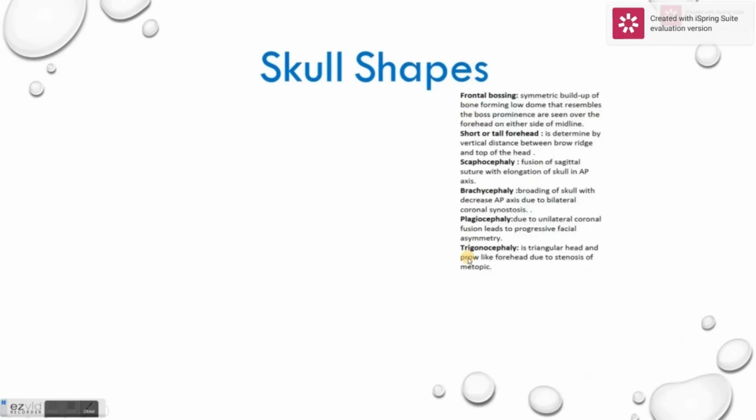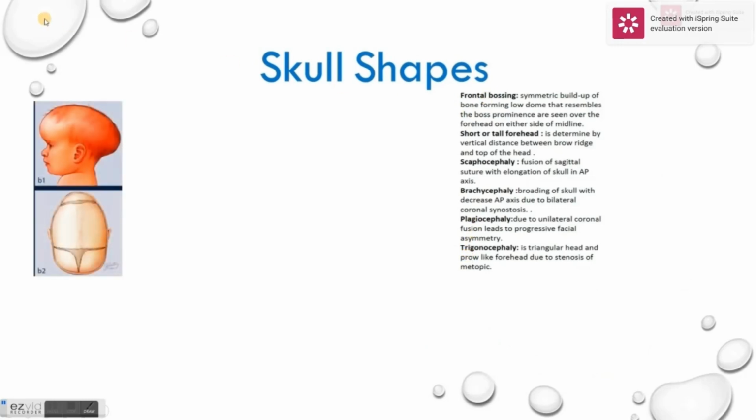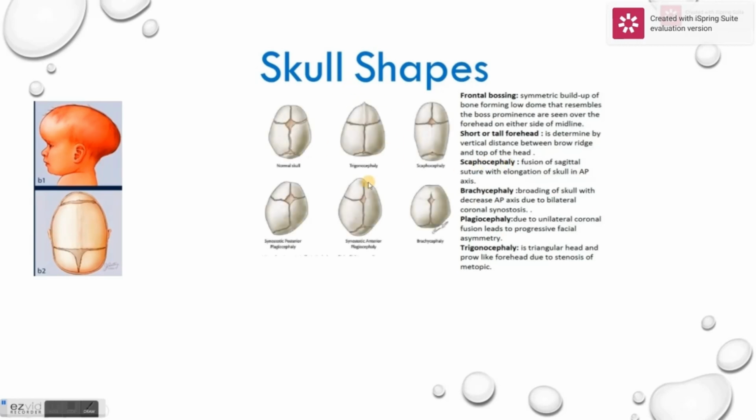These are the shapes of the skull. If the suture is closed, the head will grow along that closed suture. This is a sagittal craniosynostosis, so the skull will grow like this along this closed suture. So it will be elongated, and this elongated skull is called scaphocephalic or dolichocephalic. These are other shapes.